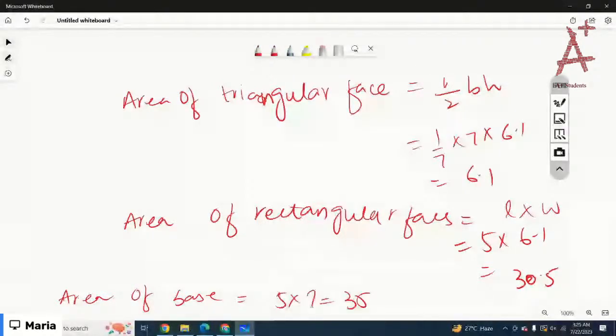So for the surface area, you just have to add up all the faces. So just add the area of all the faces. It is 35 plus 30.5 plus 6.1. Let me just add. It is 35 plus 30.5 plus 6.1, that is 71.6.